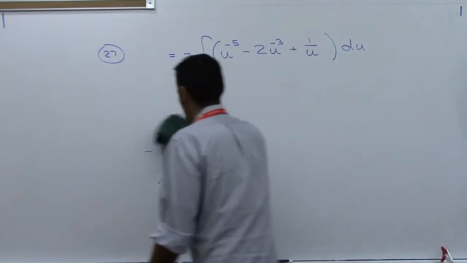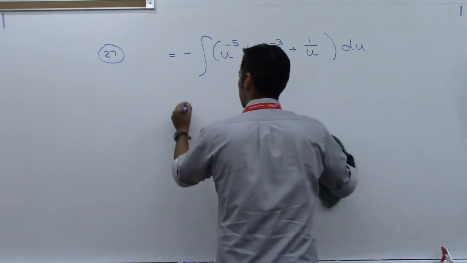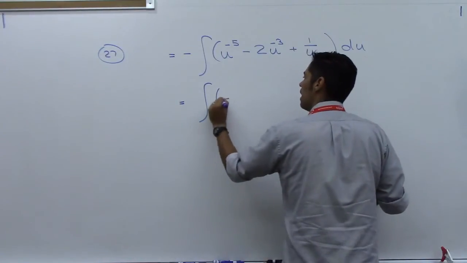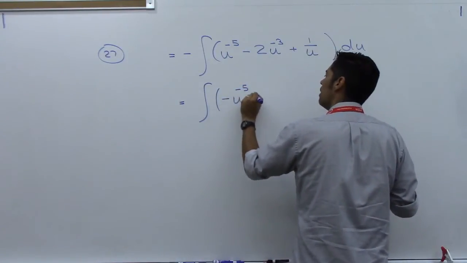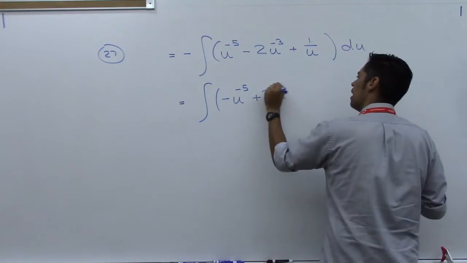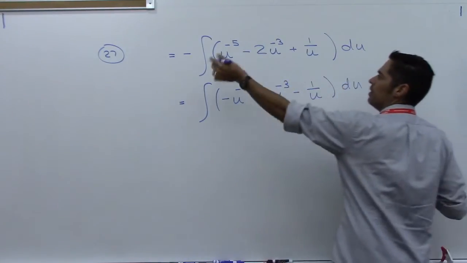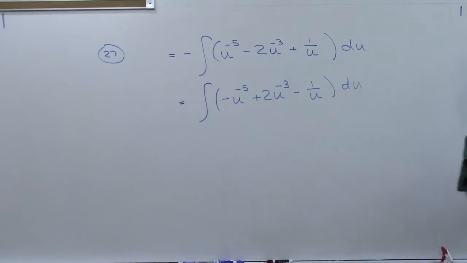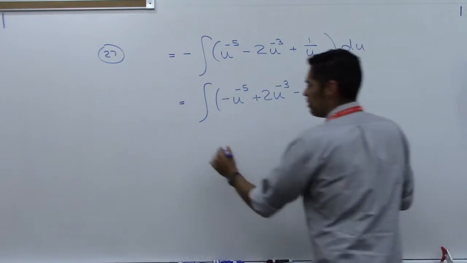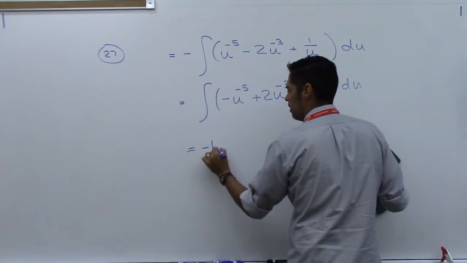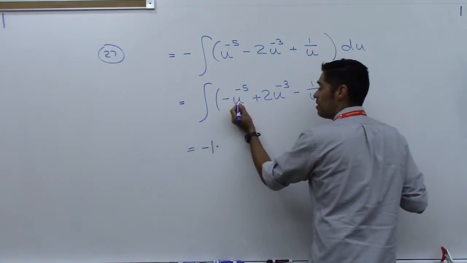So I don't like the negative up out front. That's just my preference. So I'm going to make this negative u to the negative 5 plus 2u to the negative 3 minus 1 over u du. So just distributing the negative through. And then now we'll just use power rule. So this is equal to, all right, I have a negative. I'll put negative 1 times antiderivative of this.